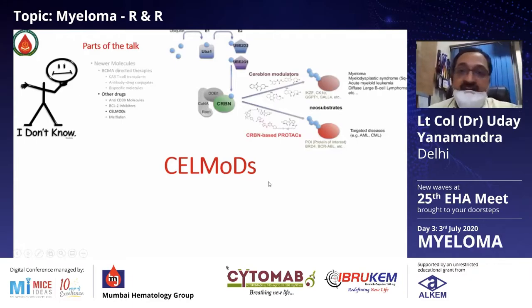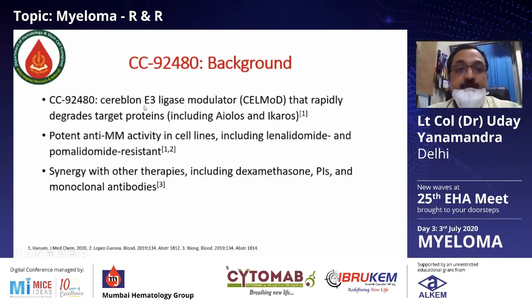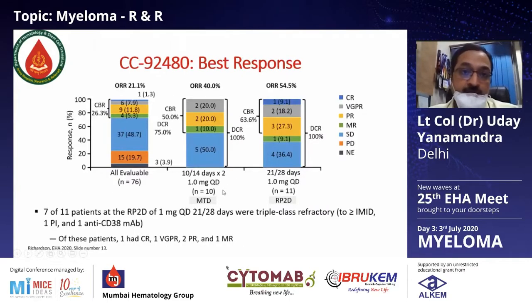The next group of drugs was CELMoDs. This was spoken by Paul Richardson, wherein CELMoDs stand for cereblon E3 ligase modulators, which are, you can say, the elder brother of lenalidomide and pomalidomide. They basically try to increase the apoptosis by activating the Ikaros and Aiolos pathways. And these particular CELMoDs are very effective in those patients who are already resistant to IMiDs, that is lenalidomide and pomalidomide. And they have shown synergy with dexamethasone, bortezomib, and monoclonal antibodies.